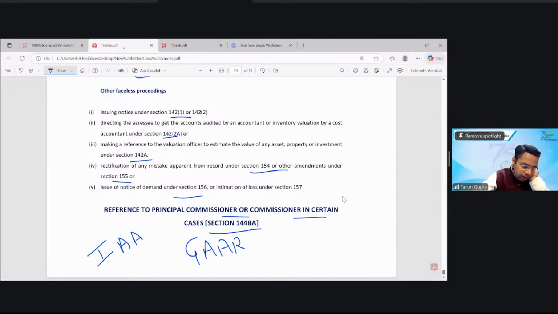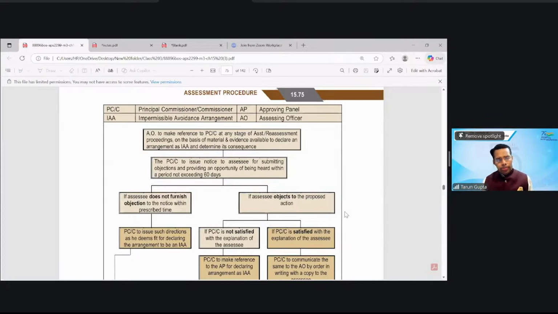So what's the procedure? Let's read it from the module itself. Let me explain. The AO refers the case to his commissioner or principal commissioner, where he feels that an arrangement should be referred to as an impermissible avoidance arrangement. Once the commissioner receives such a reference, he gives an opportunity to the assessee. The assessee makes a submission, and if the commissioner also feels that the arrangement should be treated as IAA, then he refers the case to a panel, the approving panel.